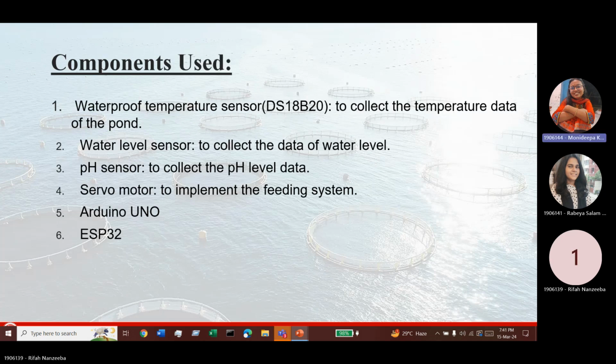These are the components that we have used in our project. We have used a waterproof temperature sensor. Then we have used a water level sensor, and a pH sensor to collect the pH level data. Then servo motors to implement the feeding system. Arduino Uno to control the system, and ESP32 to upload the data to the website and the app that we have used.